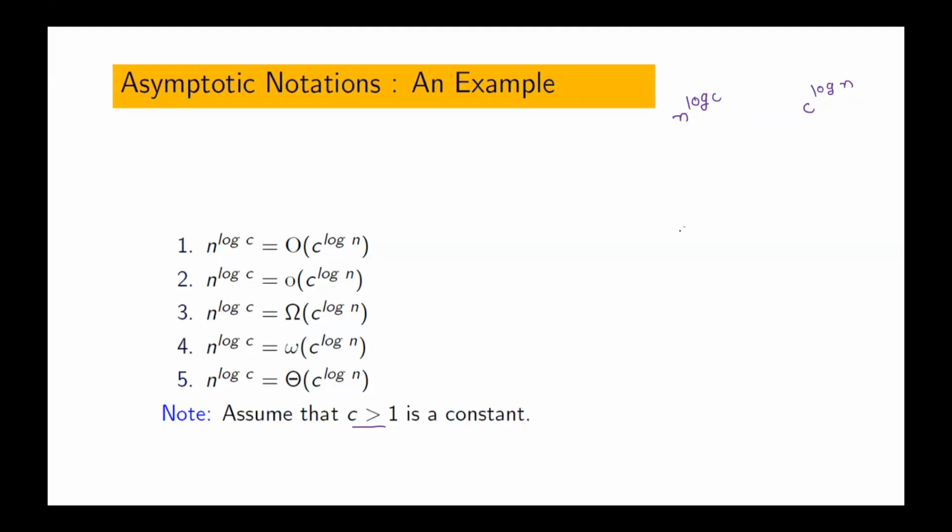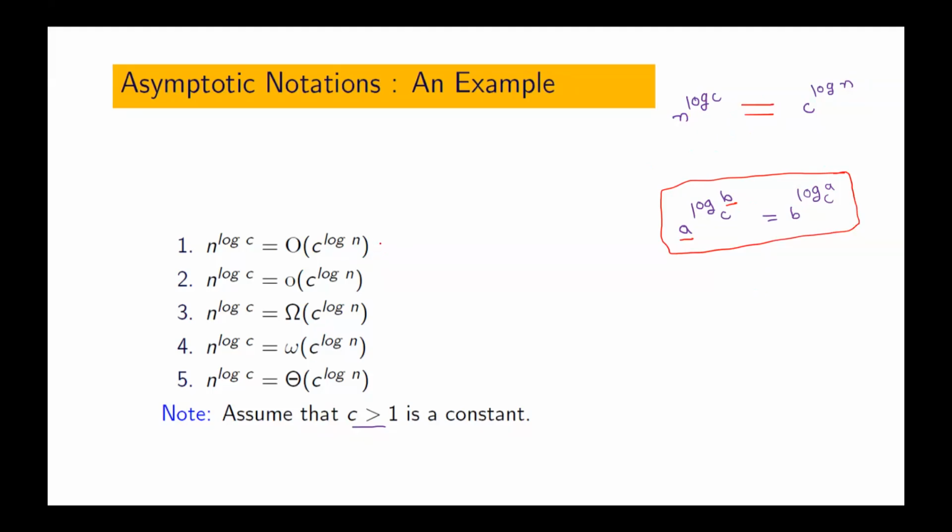But we know that A power log B base C is the same as B power log A base C. These two we can interchange, and there is no change in the value. So we know this property. Based on this, what can we conclude here? Both have the same order of growth.